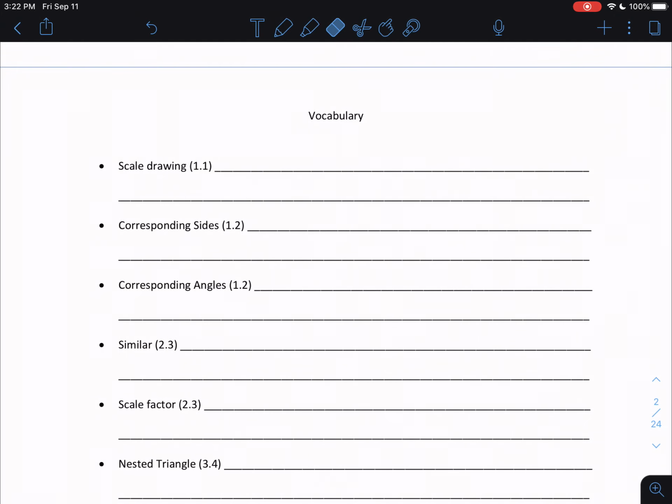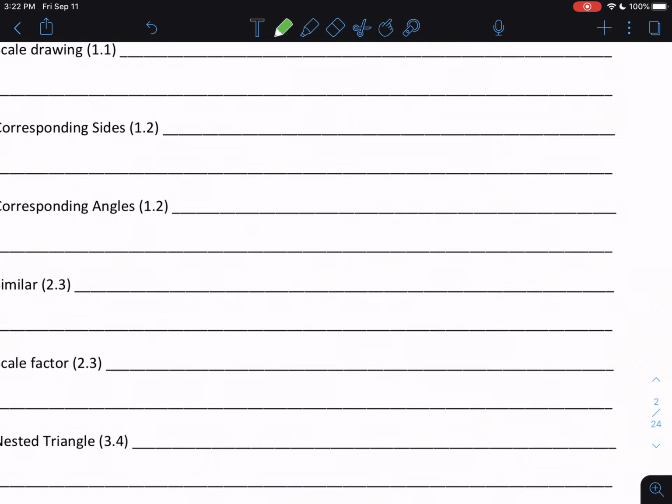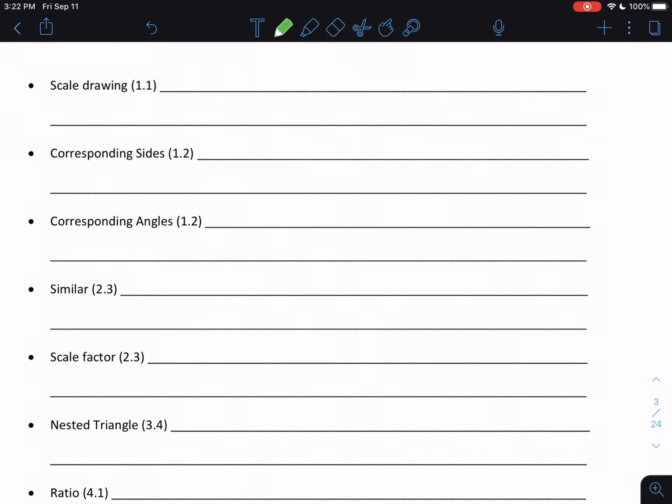So today we are talking about lesson 1.2 in stretching and shrinking, but we're going to start off with some vocabulary. So let's get started. We're going to talk about two vocabulary words today in lesson 1.2, and those are corresponding sides and corresponding angles. And both of them actually have very similar definitions, just with sides or angles.